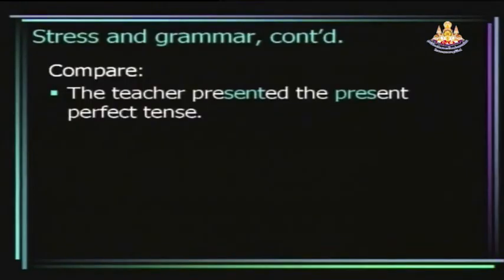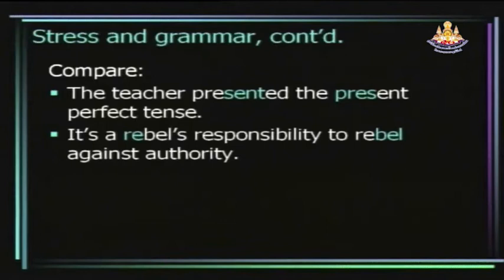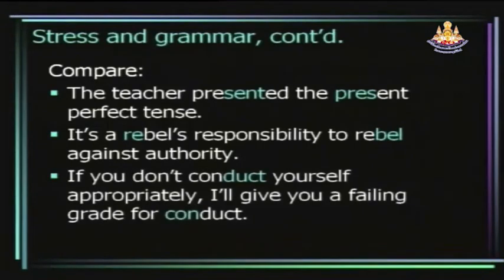The teacher presented the present perfect tense. It's a rebel's responsibility to rebel against authority. If you don't conduct yourself appropriately, I'll give you a failing grade for conduct. So these are just examples of noun, verb, adjective pairings and the difference in stress.